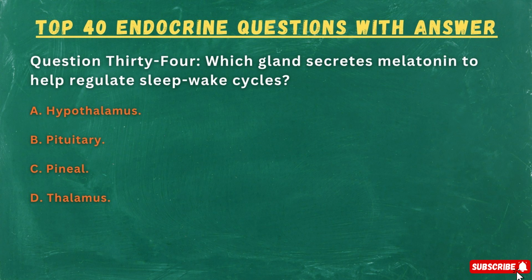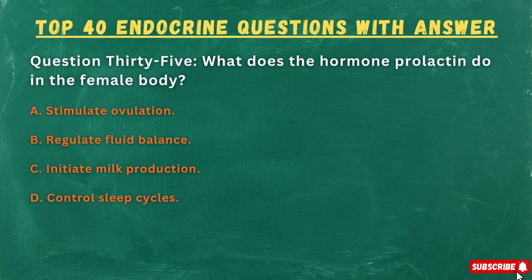Question 34. Which gland secretes melatonin to help regulate sleep-wake cycles? A. Hypothalamus. B. Pituitary. C. Pineal. D. Thalamus. Answer: C. Pineal.